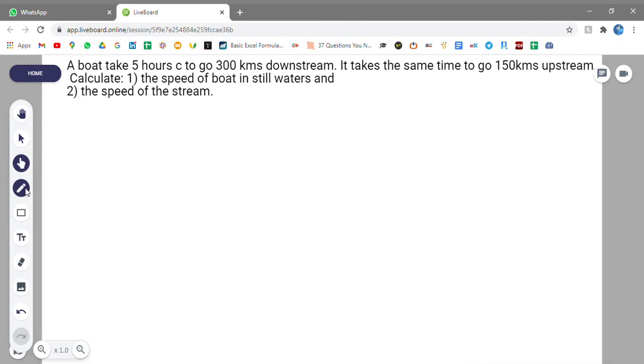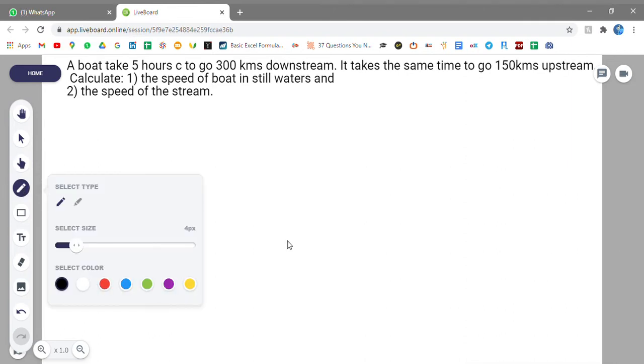Okay, I believe we understood the problem in the previous class, of how the problem is supposed to be solved and what are the variables that we are supposed to derive. Okay, let's just go through it once again. Now here, if you see, it says the boat takes 5 hours to go downstream.